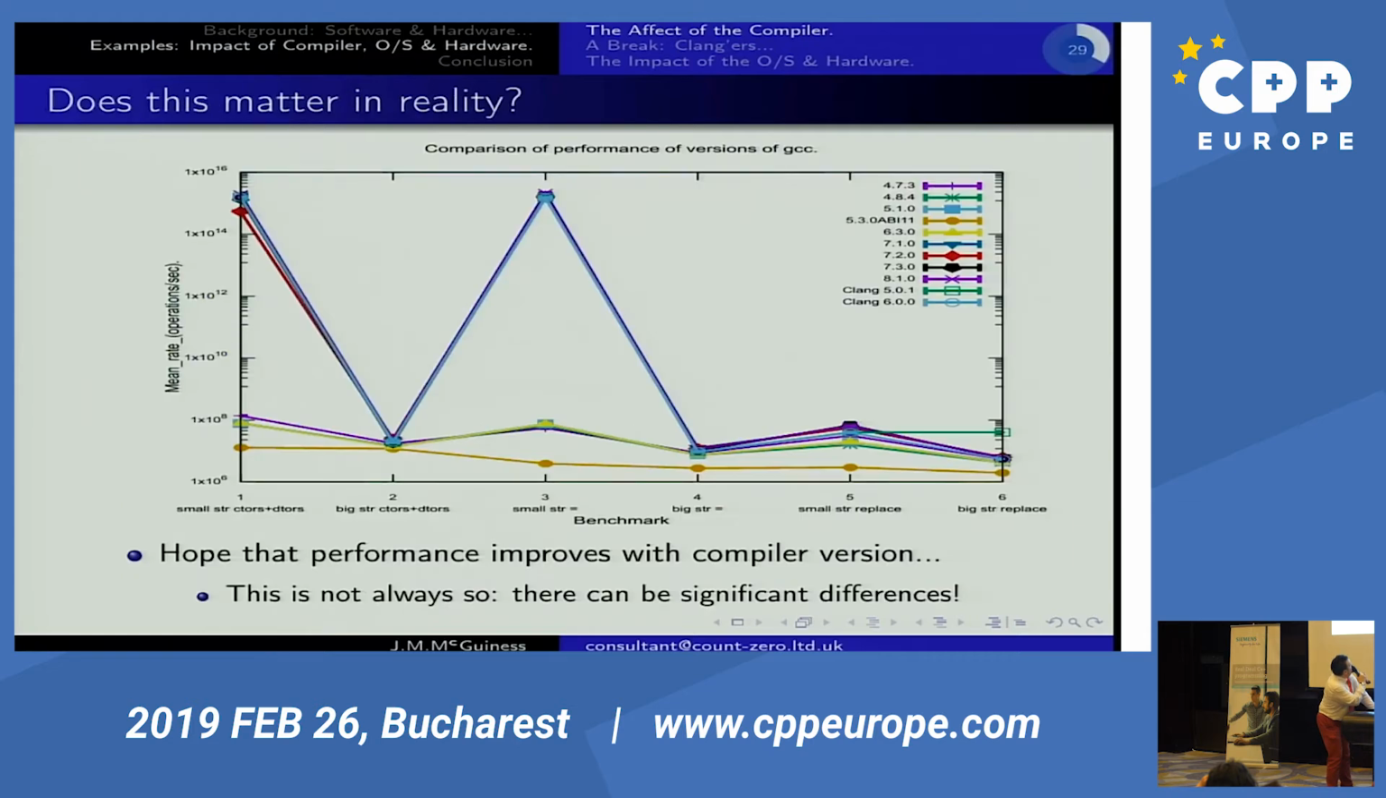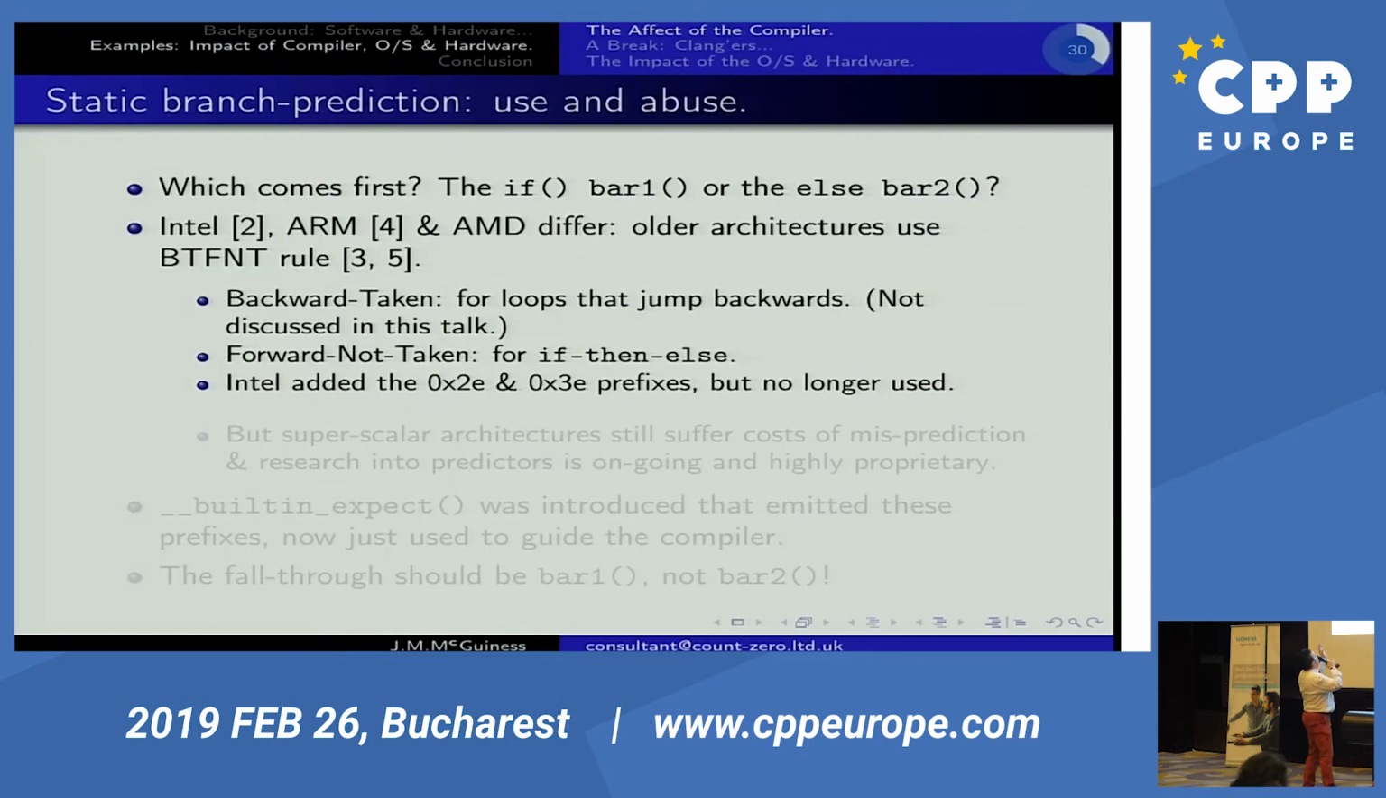Now, this one, static branch prediction, use and abuse. All these slides are available. I've submitted them to conference organizers. You will get this full set. Because of time, I'm going to have to go through an abbreviated version. So I'm going to skip this example, if you'll forgive me.